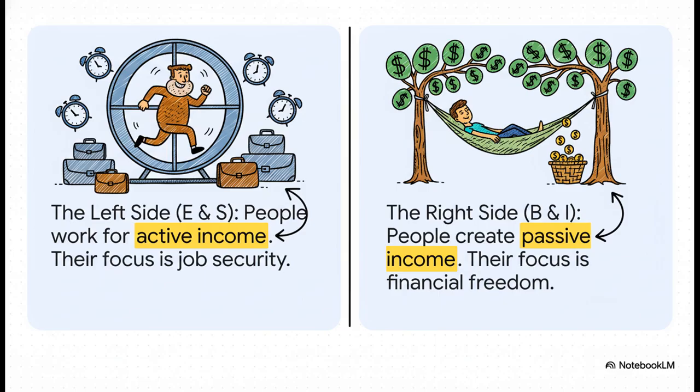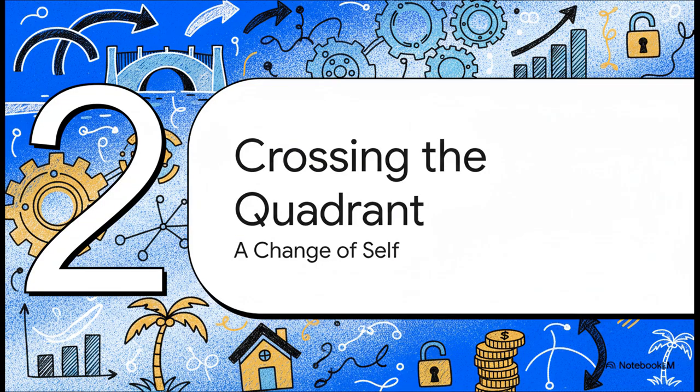If they stop working, the money stops coming in. But the right side, the B's and the I's, that's all about passive income. They've figured out how to make their money work for them. It's a huge shift from a mindset based on security to one that's all about freedom. So the obvious question is, how do you cross over? How do you get from the left side to the right? And this is maybe the most critical part of the whole book.